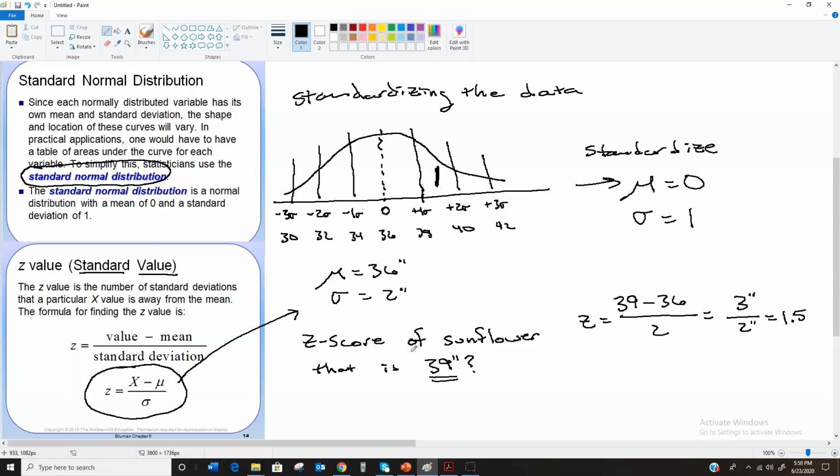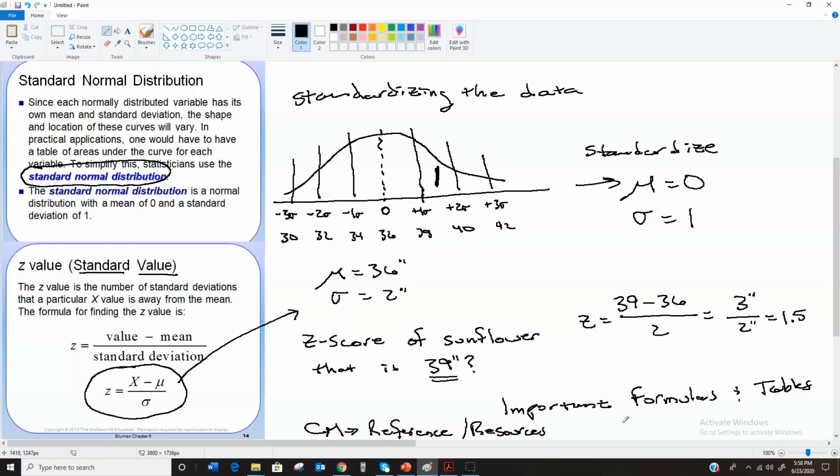And remember that formula table is called Important Formulas and Tables. It's from the publisher, and you can use this on your test. You can either find it in Connect Math under, I think, Reference. You click the Reference tab, and then Resources. Or it might be the other way around. I think it's Resources, Reference.